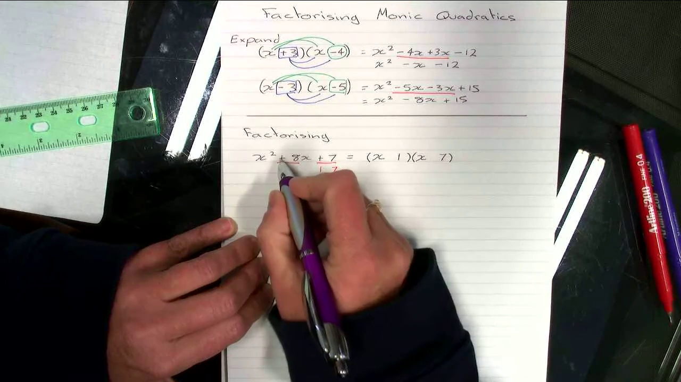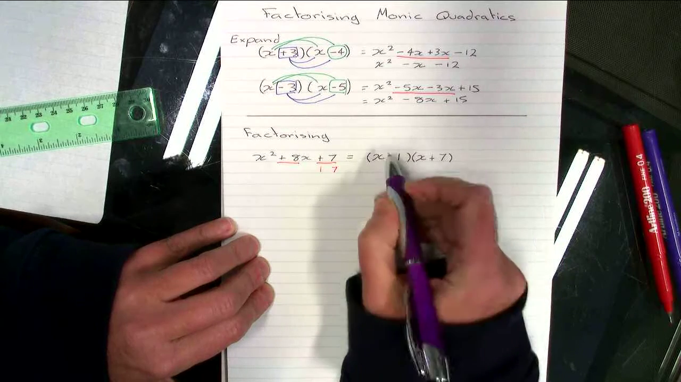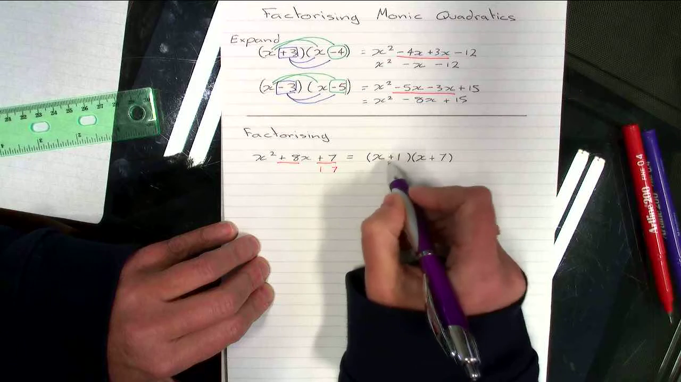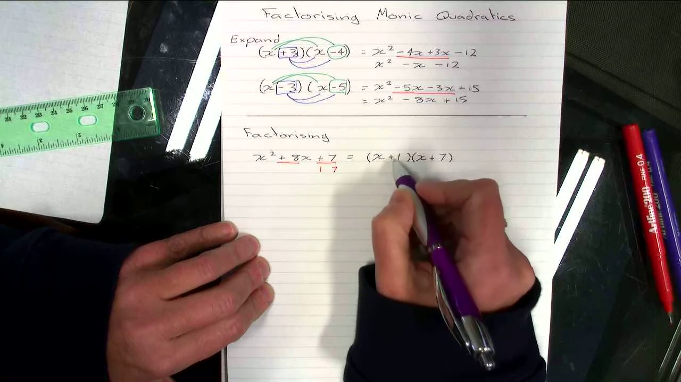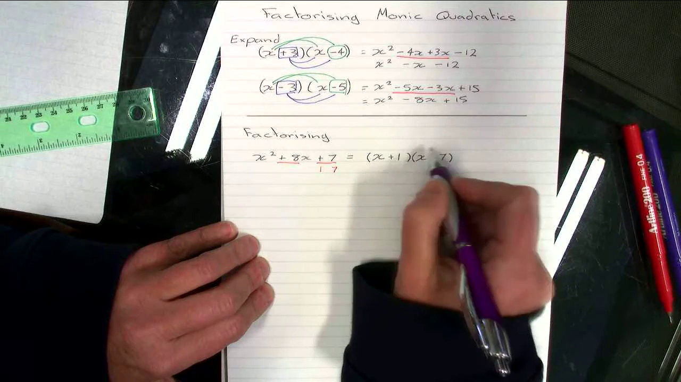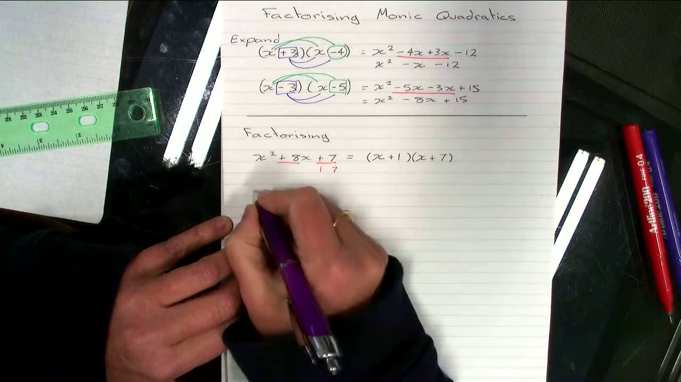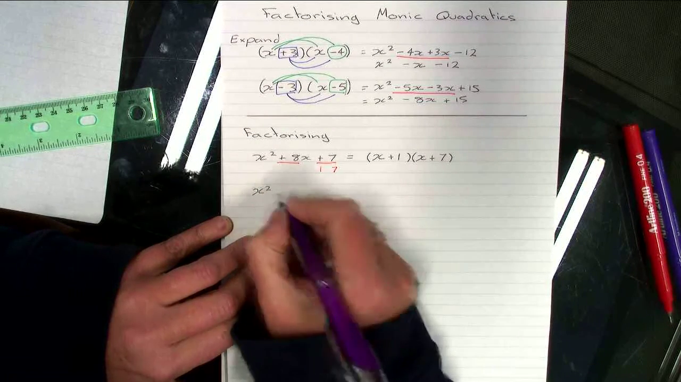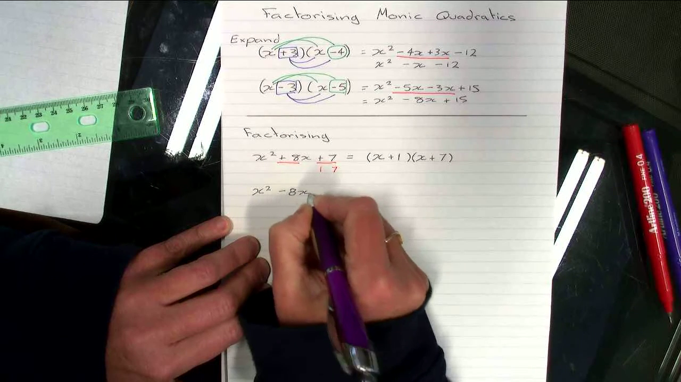Because these signs are positive, both of these are positive. So when we multiply it out, x times x is x squared, x times plus 7 is 7x, and then we add the 1x there, so that gives us our 8x, and 1 times 7 gives us our 7 here. We already did this one. So what happens when we start to get some negatives in our equation?